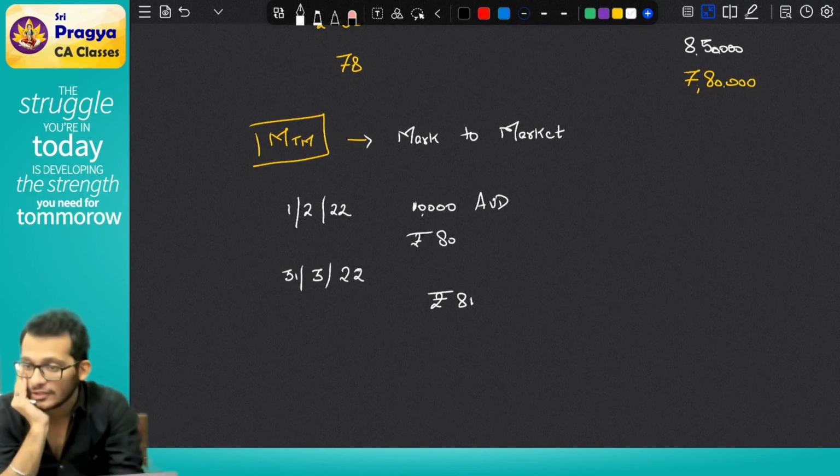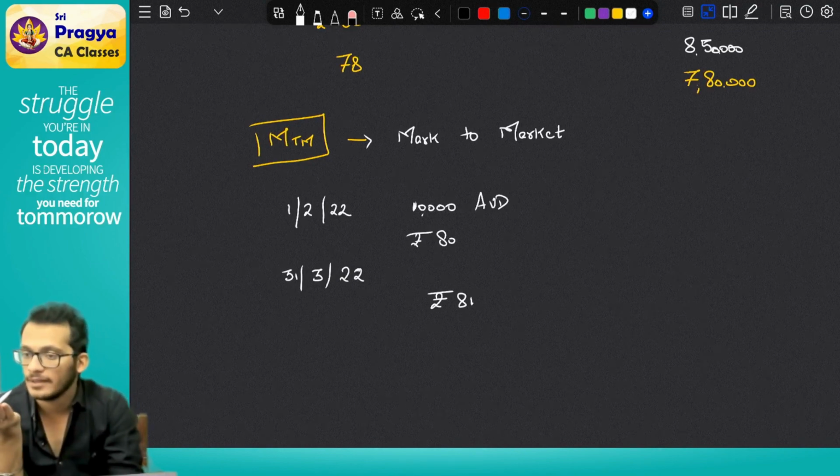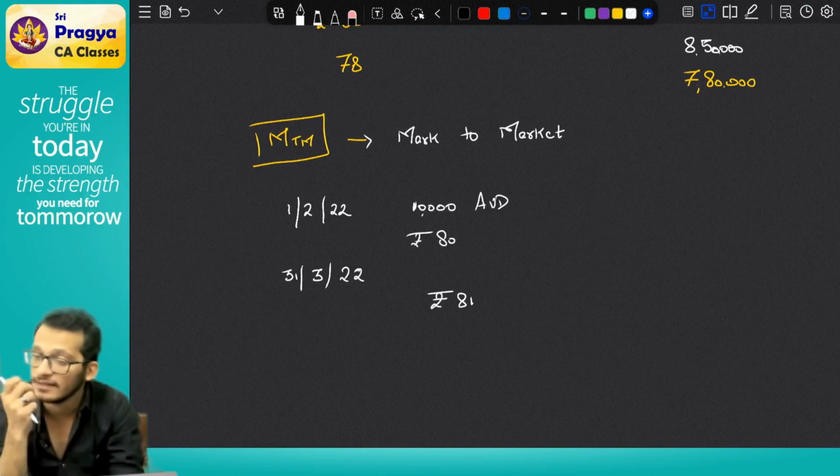Is this notional or actual? It is notional, because I have not even made the payment. I still have 2 more years. It is a notional payment.